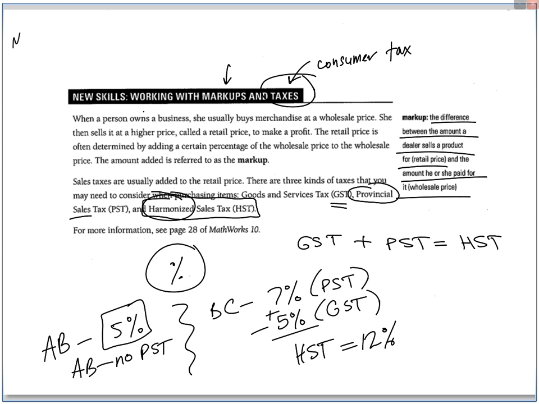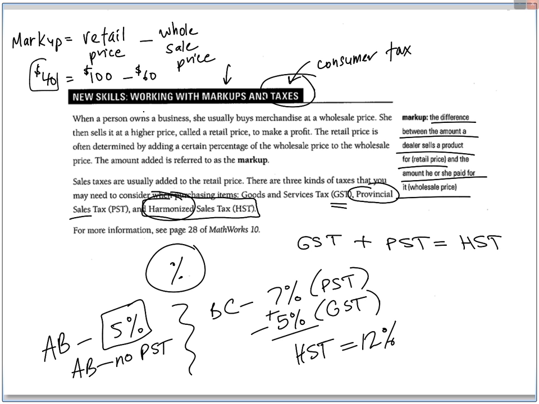So let me jot that down over here. Markup is equal to the retail price. This is what you sell to customers, the retail price. So it should be bigger than the wholesale price. This is what you bought it for. And that difference is the markup in dollars. So for example, if you sell something for $100 and you bought it for $60, then the markup would be $40. Okay, you upcharge, you mark up the item so that you can make money off it.